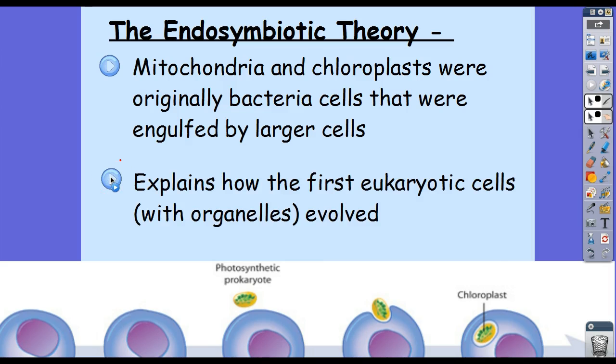So this explains how the first eukaryotic cells, so cells with complex organelles, ended up evolving. We said eukaryotes are more complex, they're larger, and they have those membrane-bound organelles.